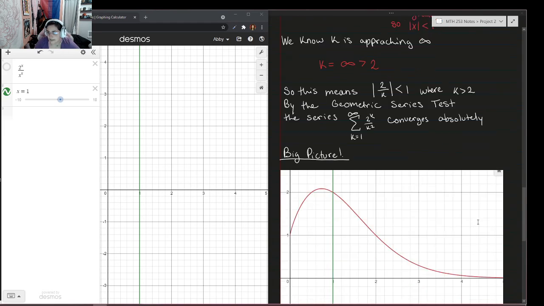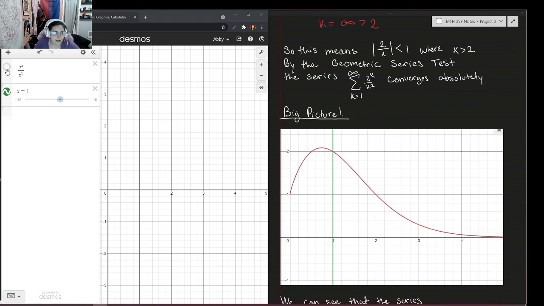To look at the big picture of things, I want to show you guys the graph. So here's a picture of the graph at x equals 1, and we can determine that, look at that, it's converging as it goes off into infinity. It's getting less and less, and it's going to converge to some number way out here.